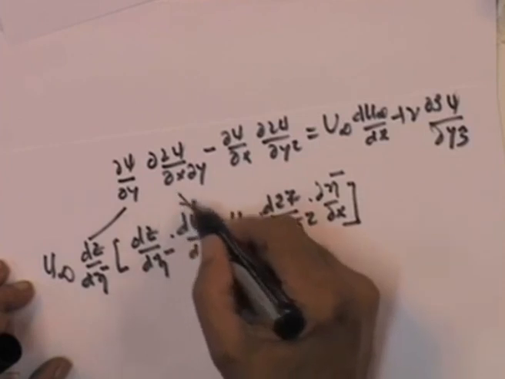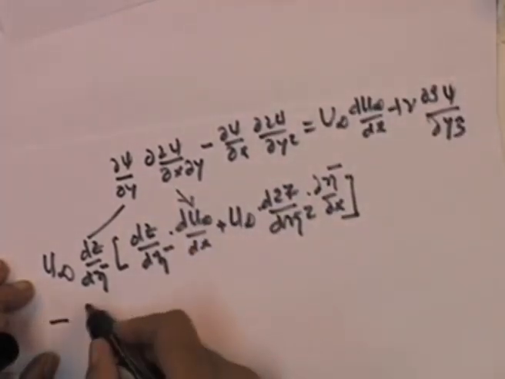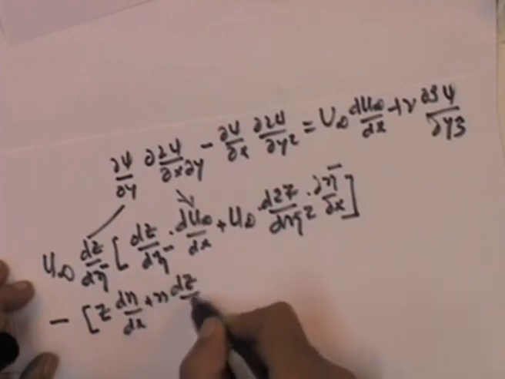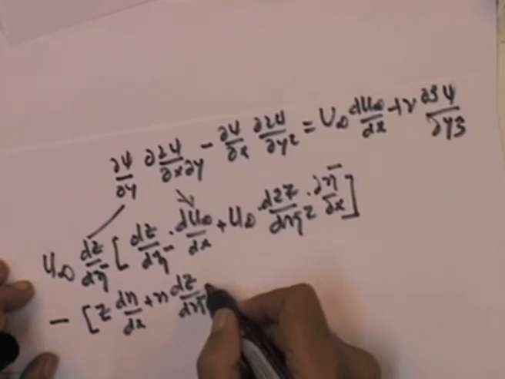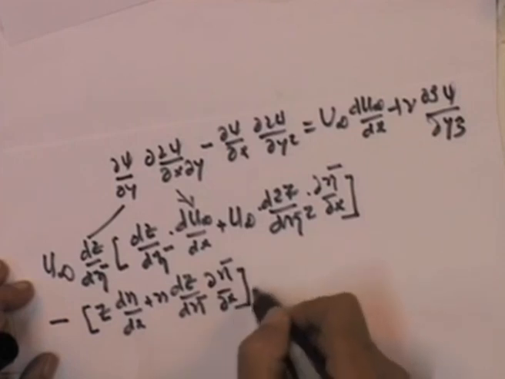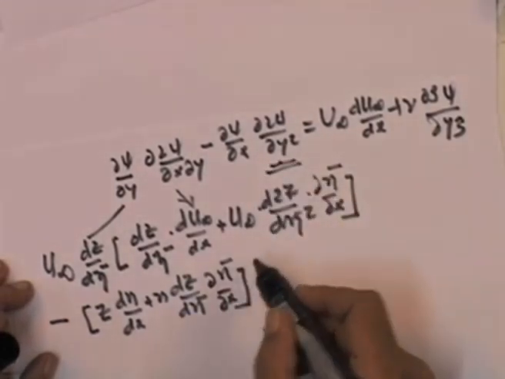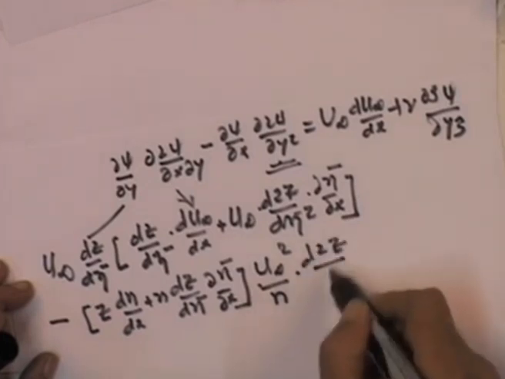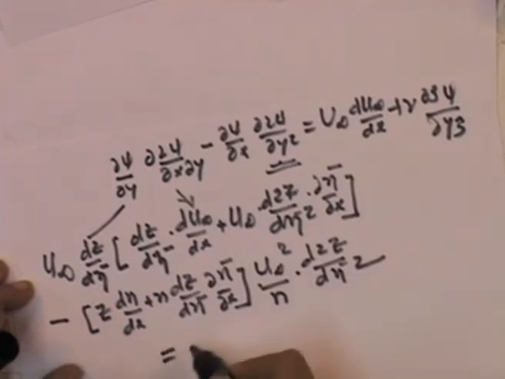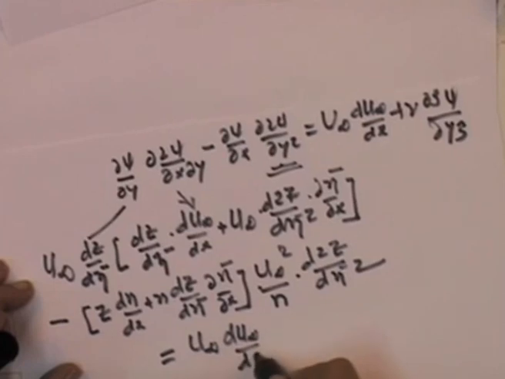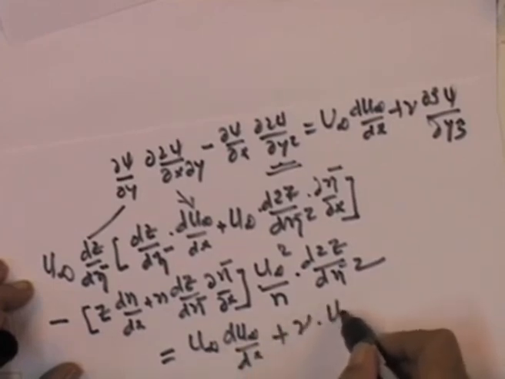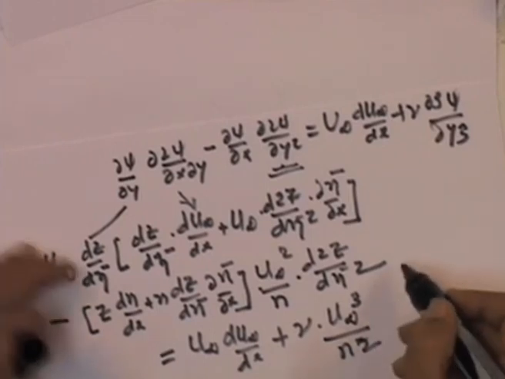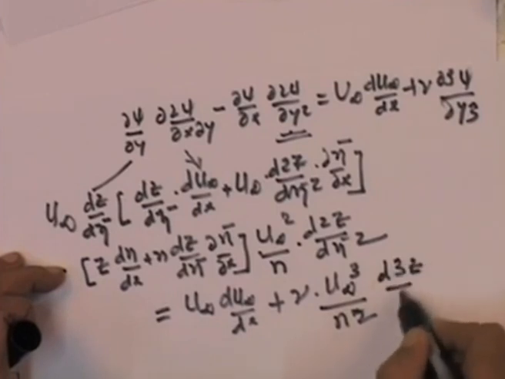This is the first term. Minus ∂ψ/∂x, which is Z times dn/dx plus n times dZ/dη̄ times dη̄/dx, into ∂²ψ/∂y², which is simply u∞ squared by n times d²Z/dη̄², and that would equal u∞ du∞/dx plus ν times u∞ cubed divided by n squared times d³Z/dη̄³.